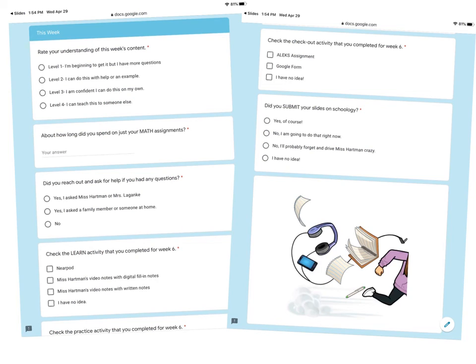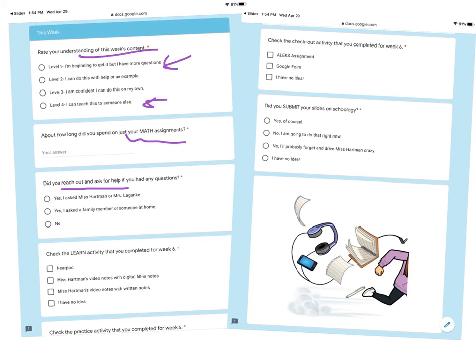Okay, here's a quick peek at your checkout form. You're going to first just rate your understanding of this week's content. How did you do on finding the hypotenuse? How do you feel about that? Do you think you could teach it to someone else, or are you still beginning levels on this? About how long did you spend on your math assignments? Did you reach out and ask for any help? Because we will help you. Reach out. We're sending emails every day. Reach out to us. Join us for hangouts and such.